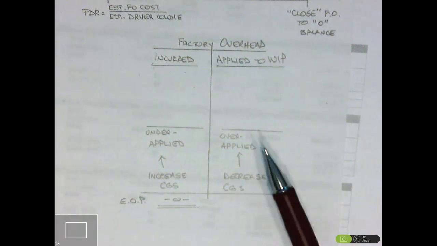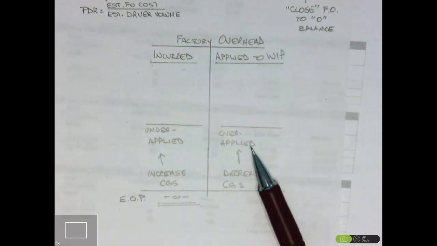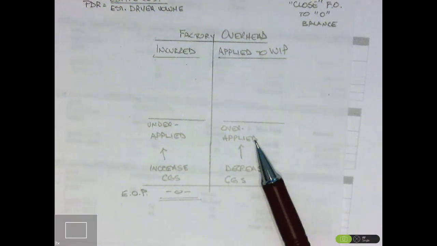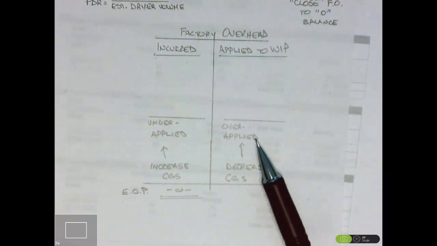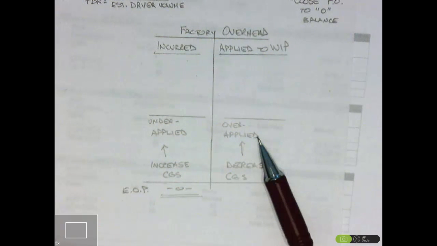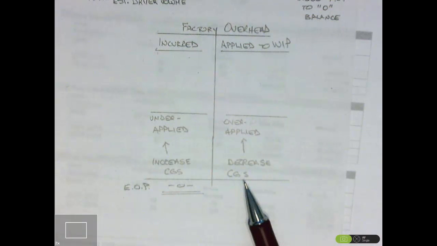On the other hand, if the PDR is overestimated at the beginning of the year, meaning that actual overhead costs incurred were less than what was budgeted at the beginning of the year, too much overhead would be charged to specific jobs. So in that case, where there is too much applied to jobs, overhead is said to be over-applied, which means that cost of goods sold has absorbed too much overhead and needs to be reduced to show the overestimate in the PDR.